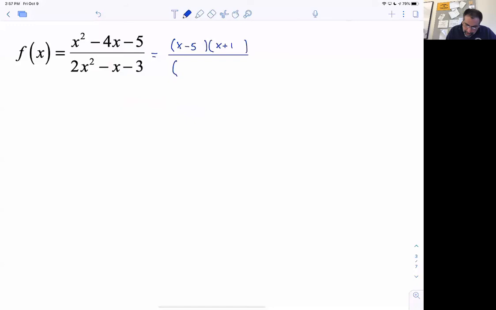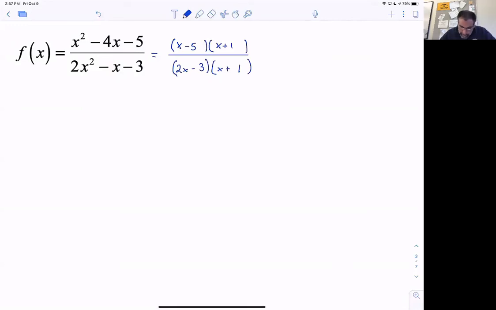When we factor the denominator on this one, you might try a couple of different ways. I'm just going to do a little bit of guess and check. I think we're going to need a 2x and an x. I also think we're going to need a 3 and a 1. So I'm going to put the 3 there and the 1 there, and then I'm going to need a negative x. So I think this is going to work out okay.